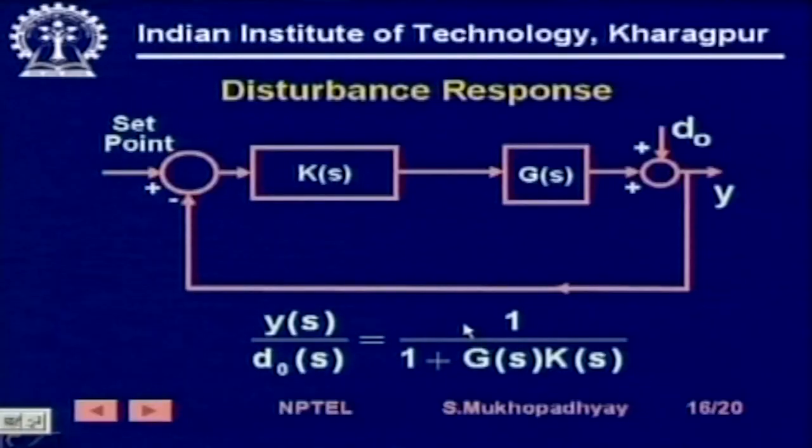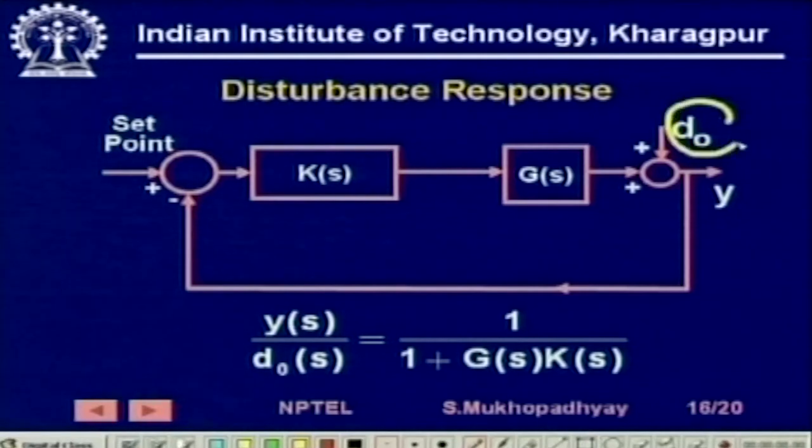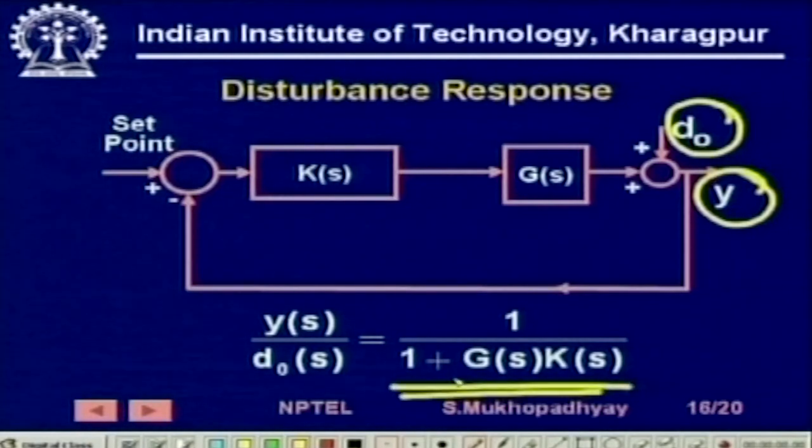So it turns out that the transfer function, we want to reduce the effect of d0 on y. So what is the transfer function between y and d0? That turns out to be this. Now again we see that it is not possible to exactly neutralize all kinds of disturbances, but let us say one of the major kinds of disturbances is step disturbance again, that is disturbances which change once or twice and then stay on, okay.